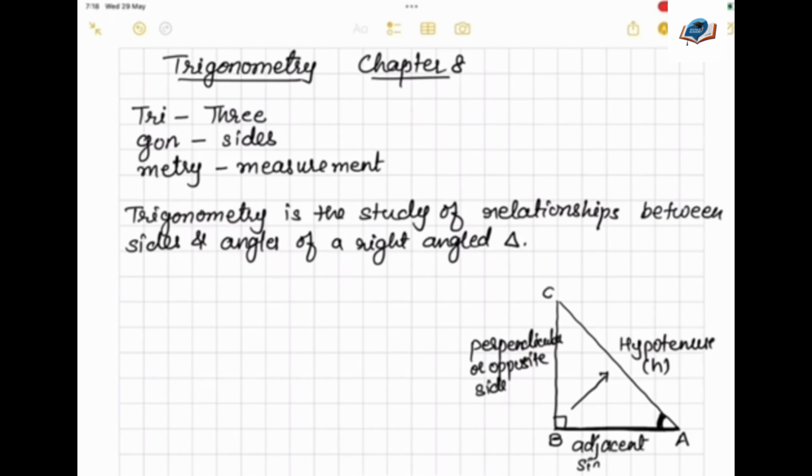Many people call it base, many say adjacent side. Both are correct. And here short forms will be used. So for perpendicular P, hypotenuse H, and adjacent side it will be B.